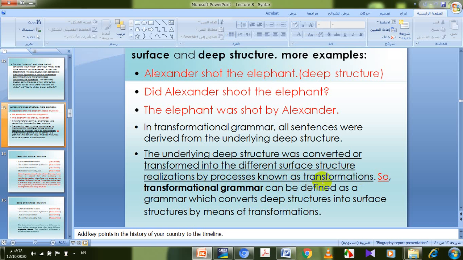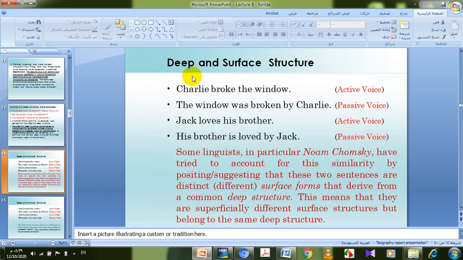What do we call the process? It is called transformation. So transformational grammar can be defined as grammar which converts deep structures into surface structures by means of transformations. The same idea is conveyed in the three sentences here. Okay, more examples.